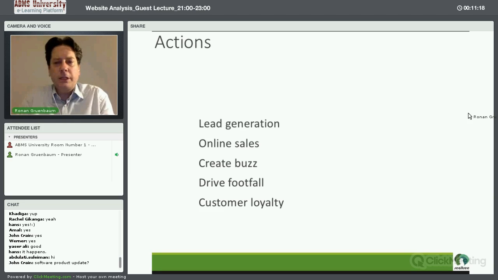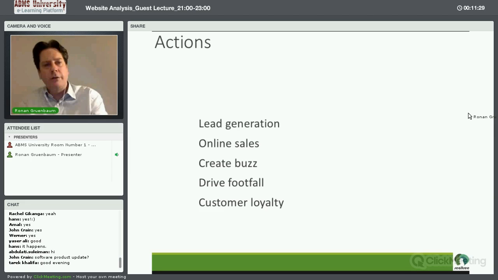So how are we going to achieve all these different actions? What channels are we going to use for online advertising? Essentially, it's all of these things which hopefully will not be completely strange to any of you.